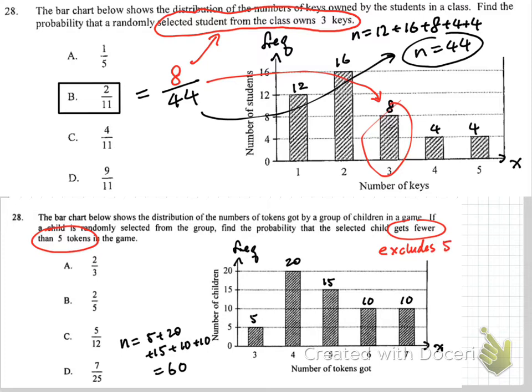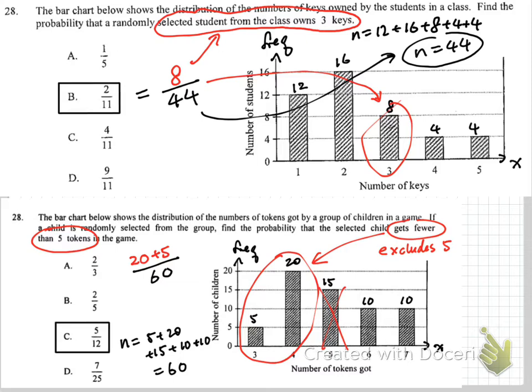How do you choose the favorable outcome? Fewer than 5 excludes 5, and then we only choose those that are less than 5. This would be fewer than 5. So the favorable outcome will be 20 plus 5. Mind you, 3 tokens and 4 tokens. These are the favorable outcomes. Divide by a total of 60. So that is 25 divided by 60. The answer goes to 5 out of 12.